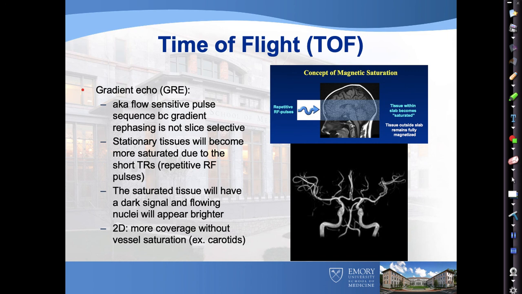We have the option of choosing 2D versus 3D time of flight. 2D is useful when imaging the carotids because we are able to cover a larger area or field of view without vessel saturation. 3D time of flight is more geared towards imaging the circle of Willis.